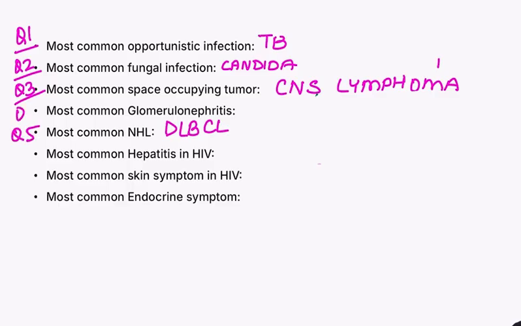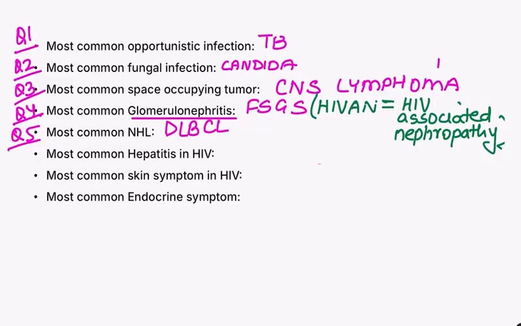Now we are left with one question in between, most common glomerulonephritis. If you remember, I've taught you this in pathology with a mnemonic called HRs, which you have studied under FSGS. Yes, FSGS has a variety called HIVAN. HIVAN is HIV associated nephropathy. So FSGS is the most common glomerulonephritis seen in HIV.